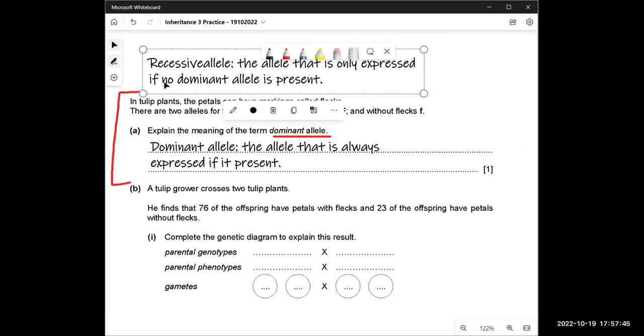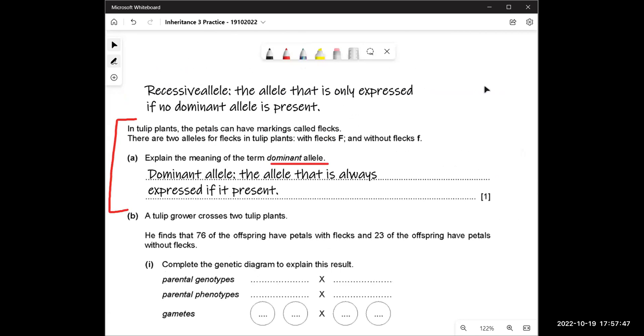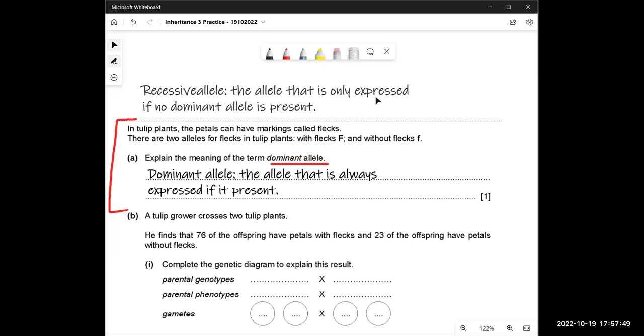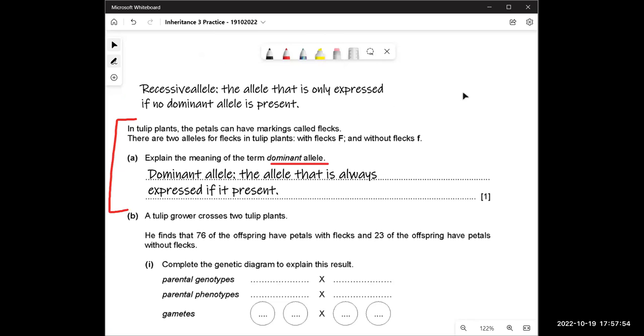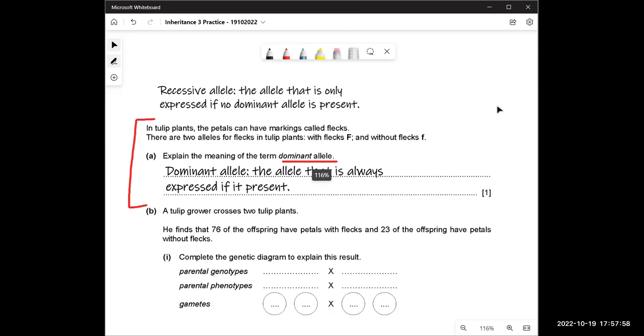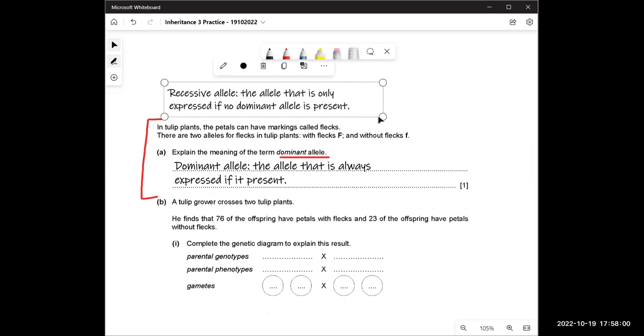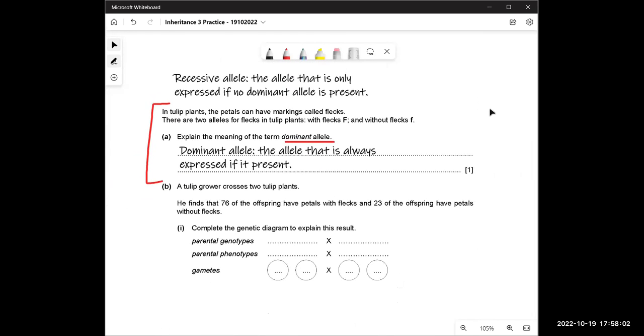Now you should have this in your notebook. Do you have it? Yes, I have it all. Right. Write these two definitions. Tell me when you're done. You can take a screenshot right now and write it later.